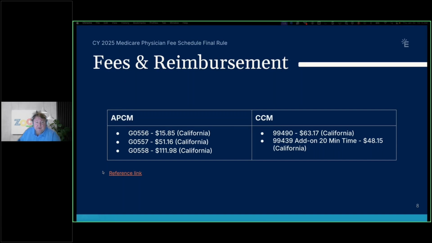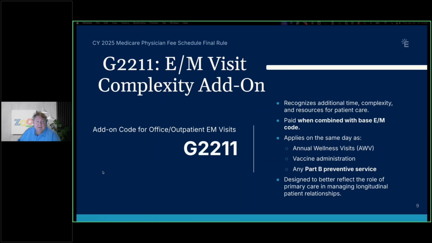And with that, let's move on to another exciting code, G2211. Got the slide up. This code was actually introduced in 2024. They've been playing around with it. Medicare has changed some of the things involved with this code. Starting in 2025, it can be billed alongside a base EM code for visits that include preventive services. This is super, super important. So that's exams, labs, other tests and screenings in the office.